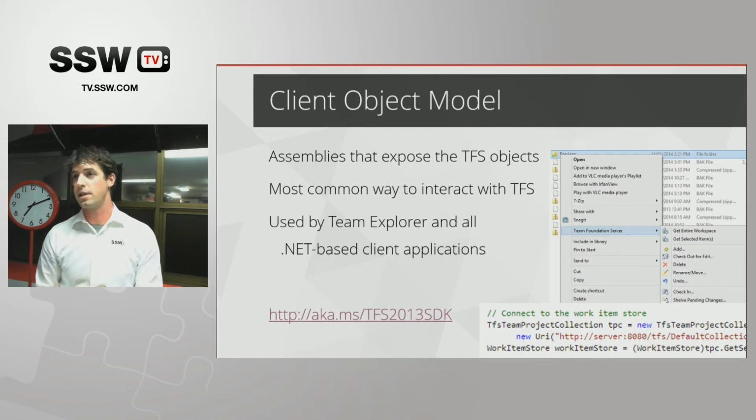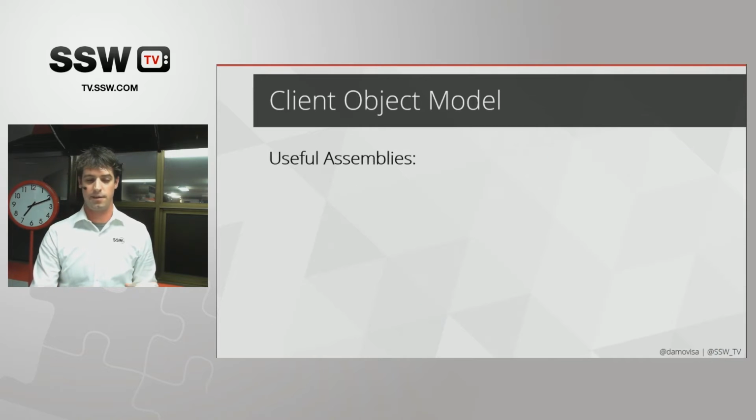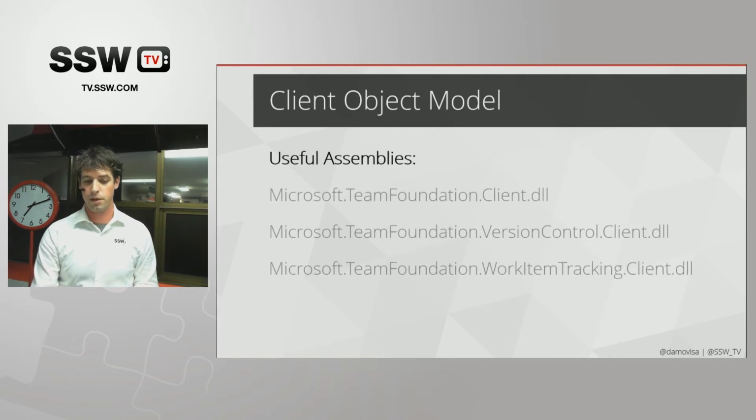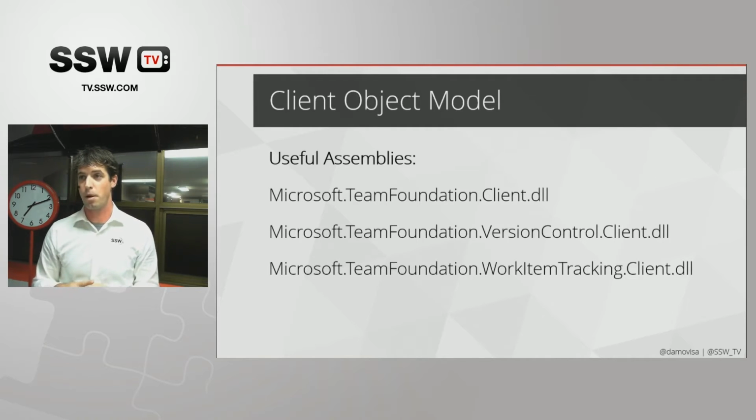This URL is a link to the SDK, which covers the client object model and the server object model, which we'll talk about a bit later. There's also a build object model, and there are details about how to talk to it in a lot of different ways. So that's a great starting point for talking to TFS and extending TFS. Like I said, there's a lot of stuff in here. There are a lot of assemblies, and not all of them are useful. These ones I found are probably the most useful.